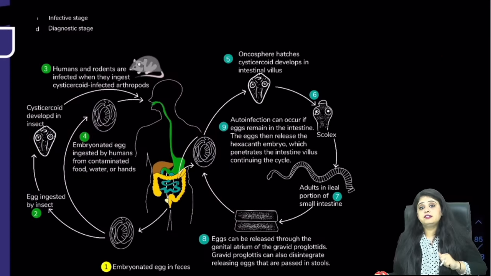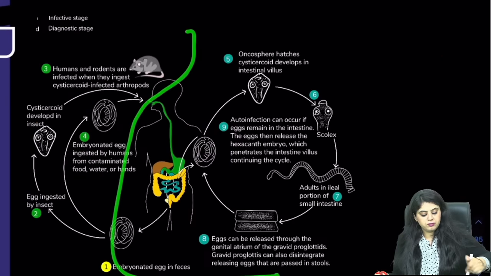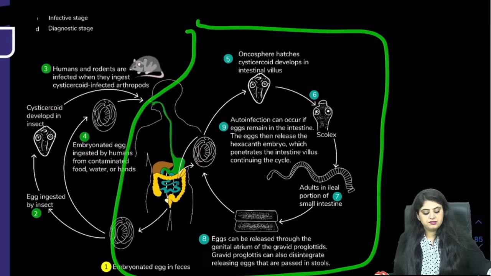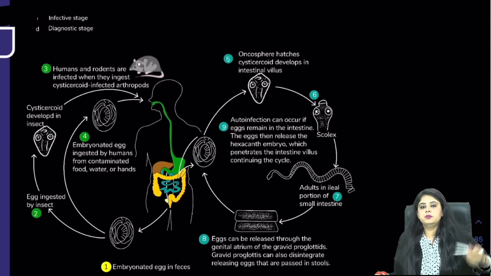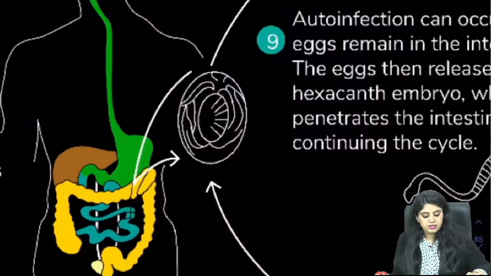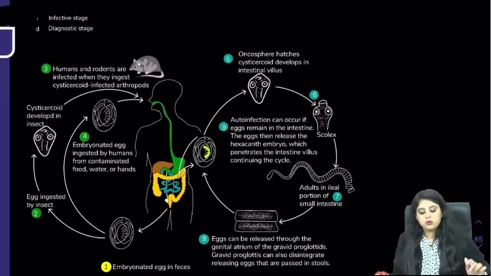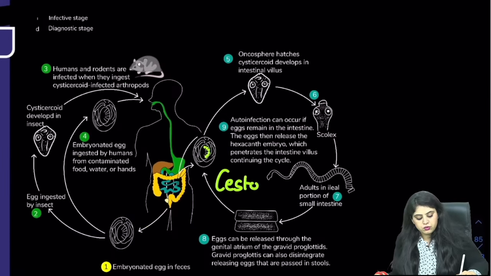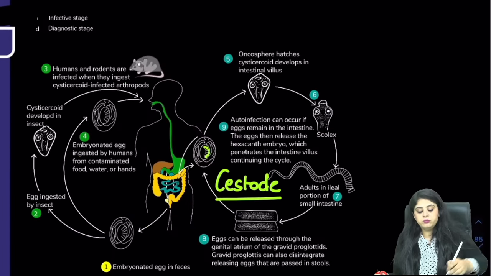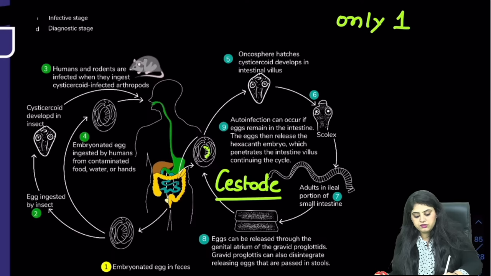There are two life cycles inside it. Look at just this much of the life cycle. Ma'am, there is something happening. Human, human, human. Just human. Everything happens in human. But when I saw the egg, I saw 1, 2, 3, 4, 5, 6. I saw that six-hooked egg, a cystoid member. The only cystoid which will roam around only in humans. Only one host. Very good.